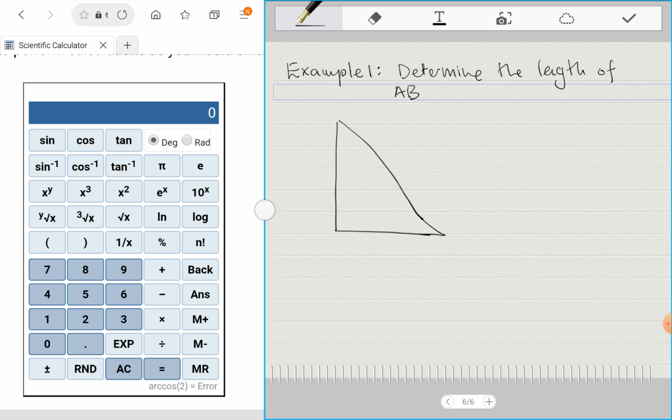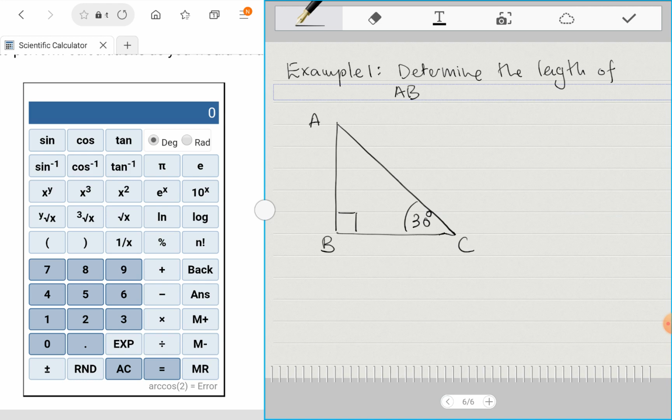Okay, we've got a triangle. Let's just make this neat. So we've got a triangle here, triangle ABC, obviously three sides. And let's say we've got an angle here of 30 degrees. And obviously that's our right angle. We can see it's perpendicular.